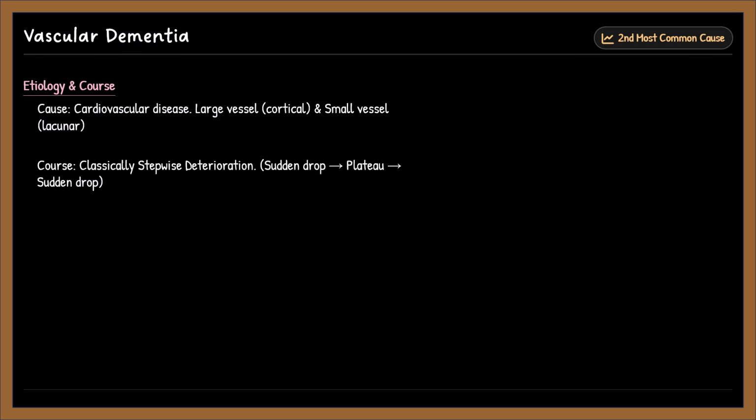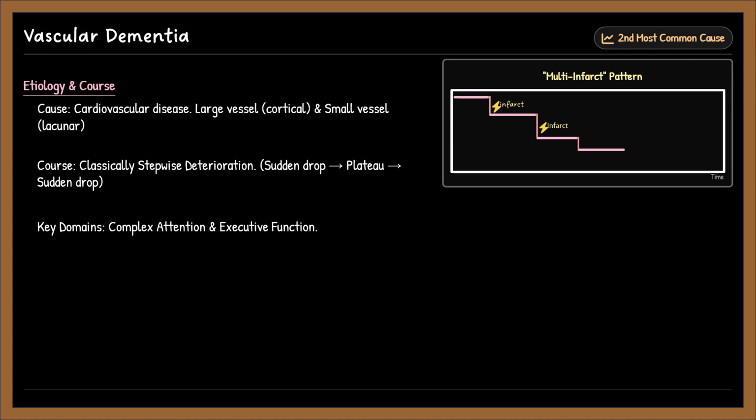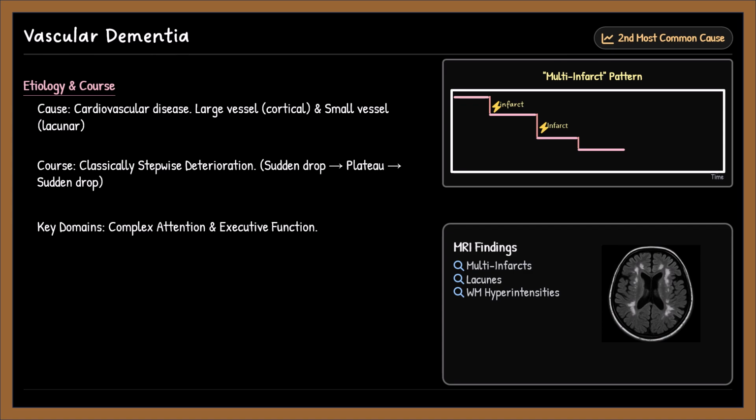Now, these patients are going to have a stepwise deterioration. The key domains that are affected are complex attention and executive function. You need to know what this looks like on an MRI because this is frequently tested. There's multi-infarcts and there's going to be these hyperintensities, these little white marks in the brain. So Google several images of this so that you know what it looks like for the exam.